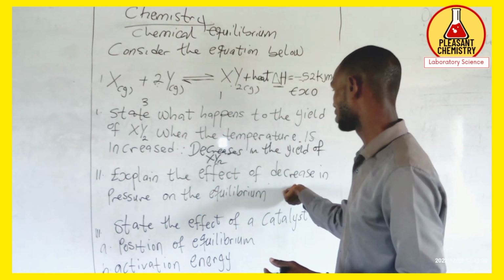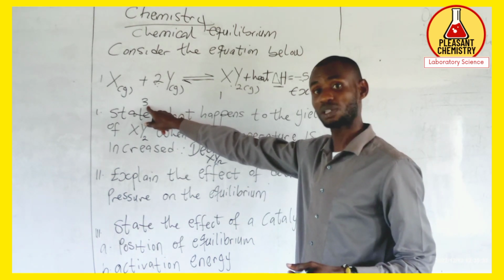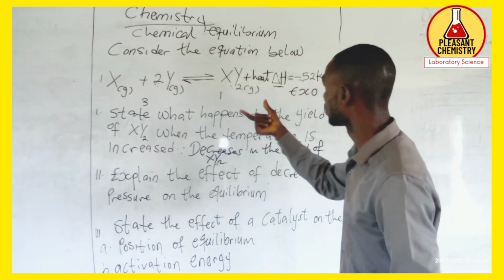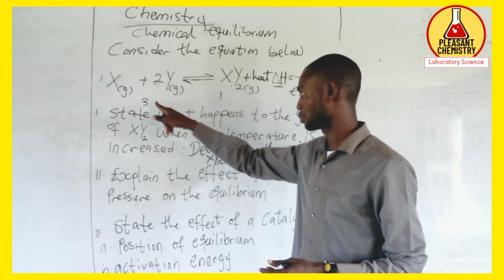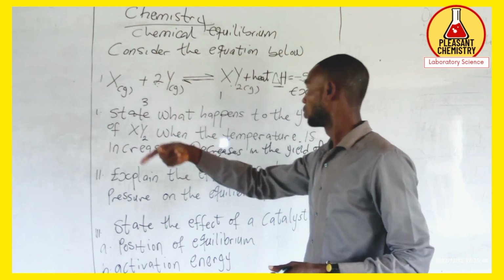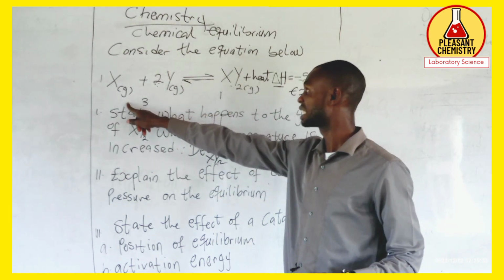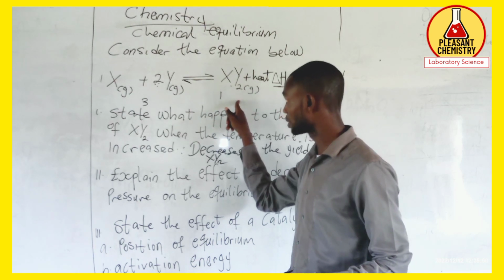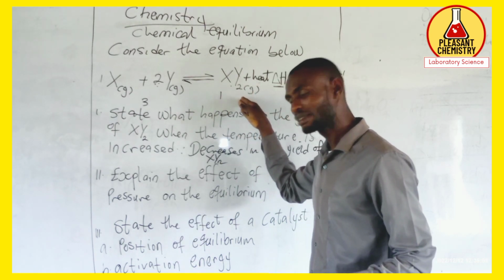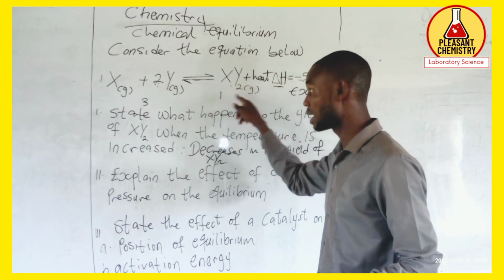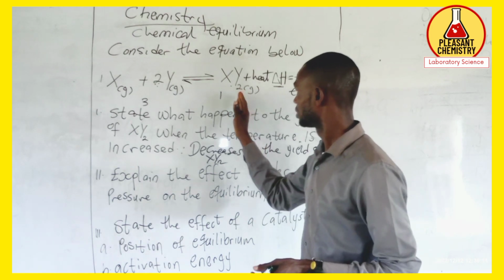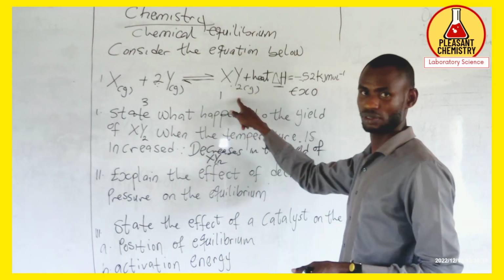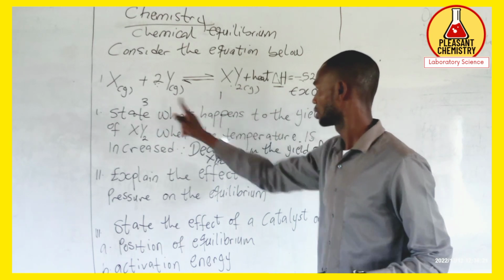So here now, if you have to explain the effect of decrease in pressure, if you are decreasing the pressure, it is the backward reaction that will be favored, because the backward reaction has the higher number of moles. So decrease in pressure will make the equilibrium position shift from which place? From right to left, favoring the backward reaction. Or you can also say decrease in pressure will lead to the decrease in the production of XY2, because it will favor the backward reaction. It is only increased pressure that can favor this place, just because this one is 3 and this one is 1.